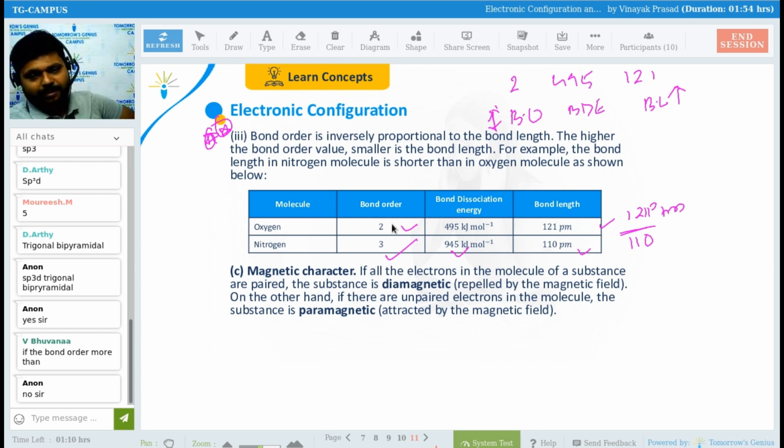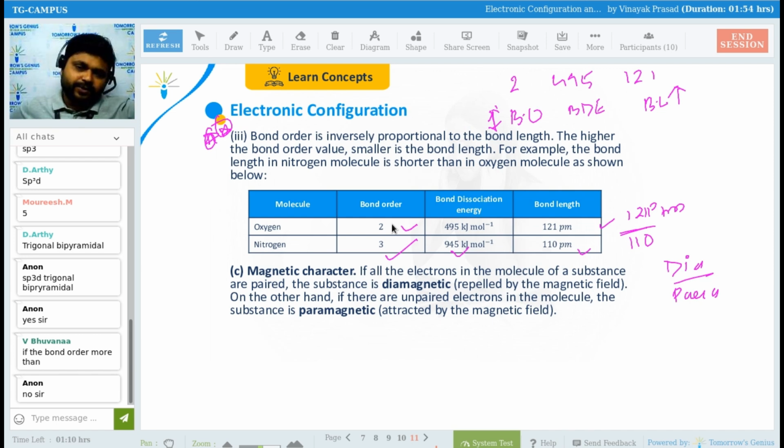So now we are going to discuss the magnetic character, that is, what diamagnetic and paramagnetic in nature mean. That is the magnetic character that we are going to discuss here. Getting my point, everyone? Is it easy now? We are going to discuss magnetic character, whether diamagnetic or paramagnetic in nature. Easy one.